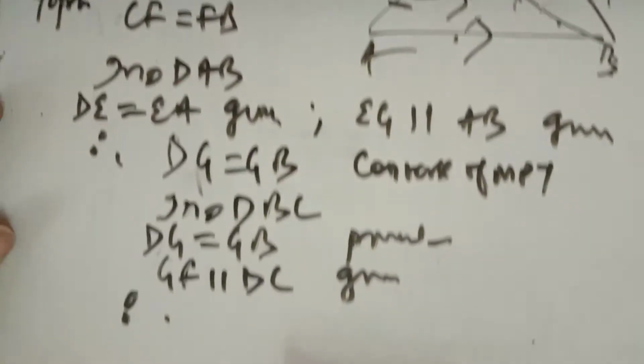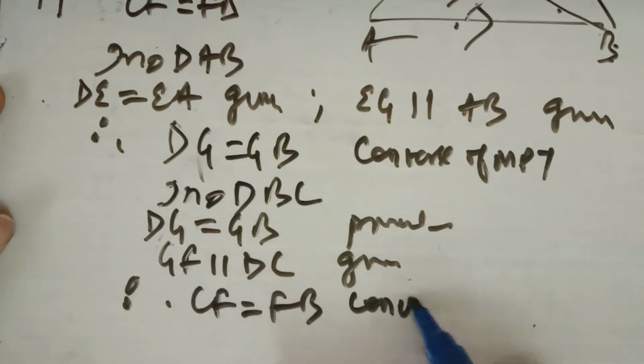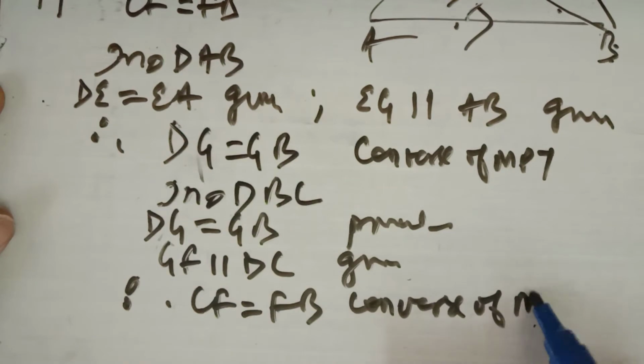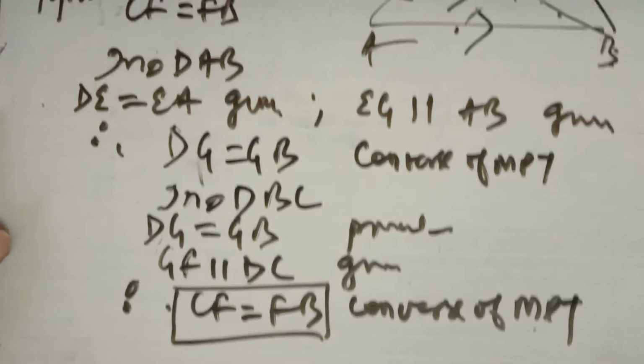So CF is equal to FB, converse of the midpoint theorem. So it is a rather simple question.